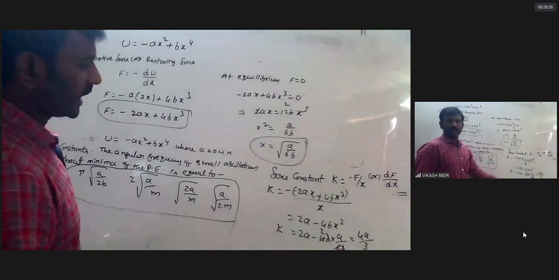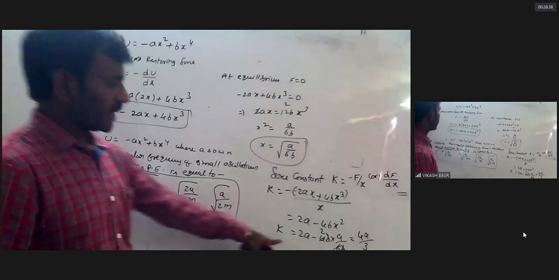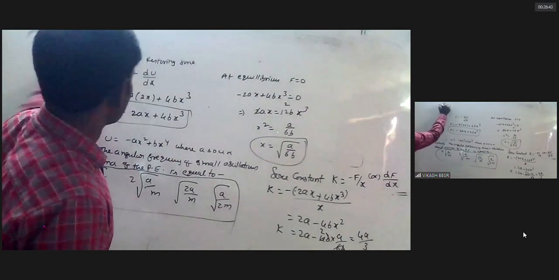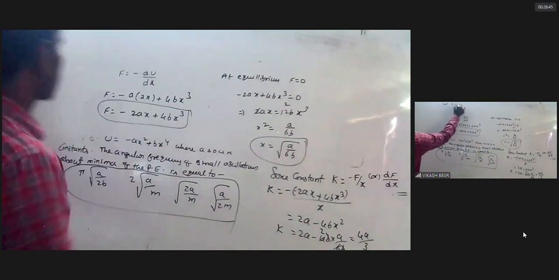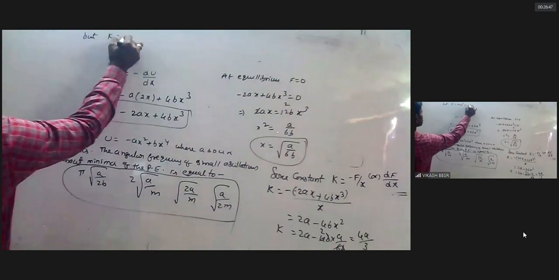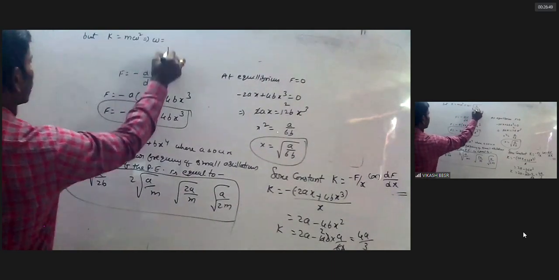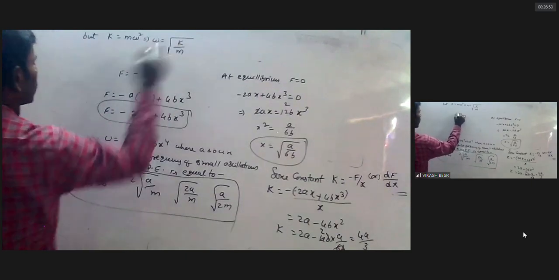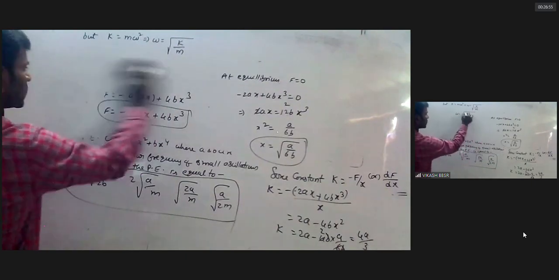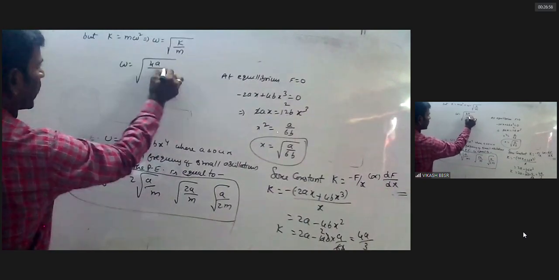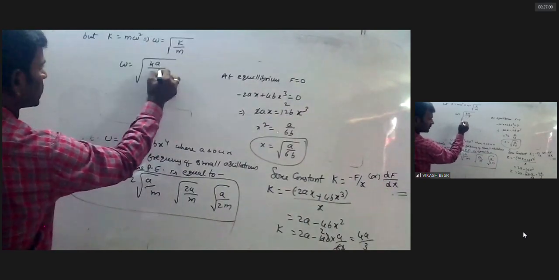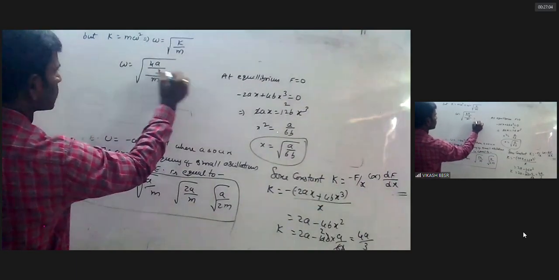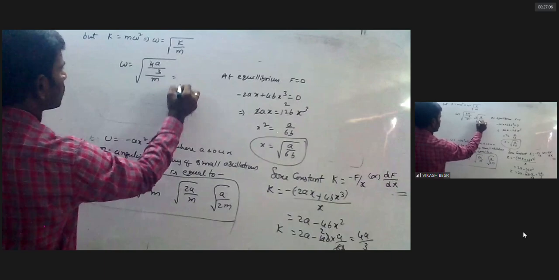Now you know the formula, K equal to m into omega square, which implies omega equal to root of k by m. Substitute here directly. Omega equal to root of k value, how much? 4a by 3 upon m. You get 2 root of k by 3m.